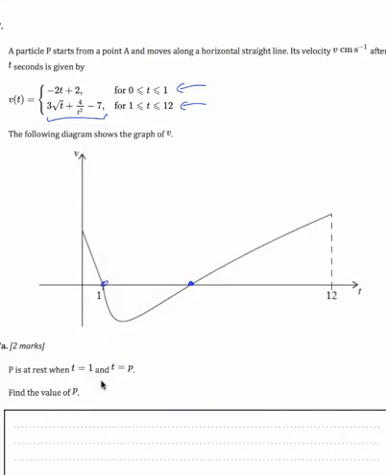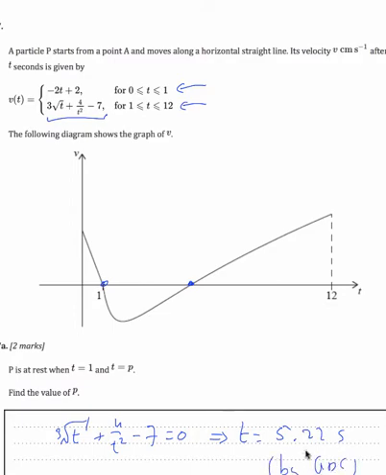5.222. Yes, 3 sig figs. All right, so this, 3 root t plus 4 over t squared minus 7, is 0. That gives me t equals 5.22 seconds by GDC.